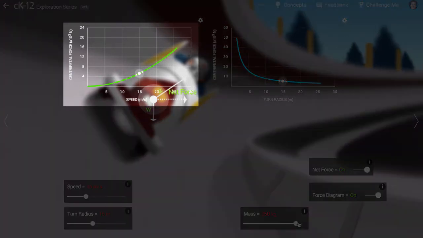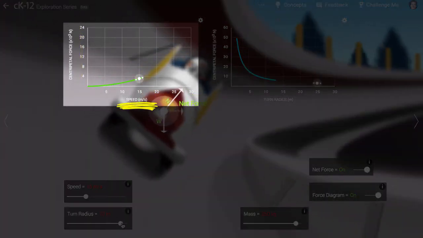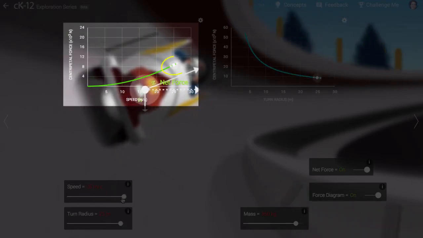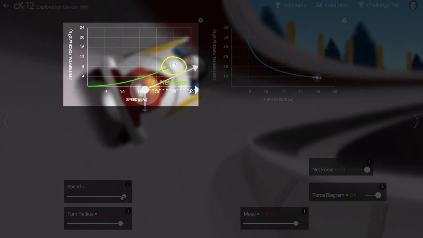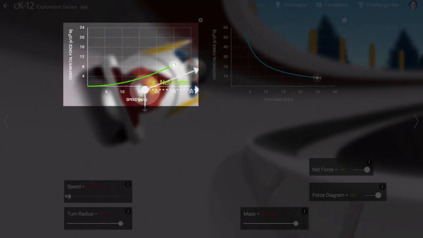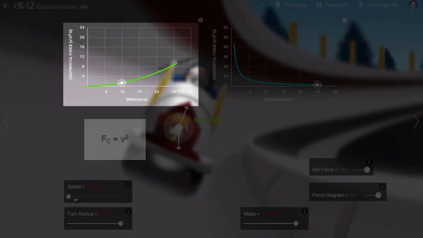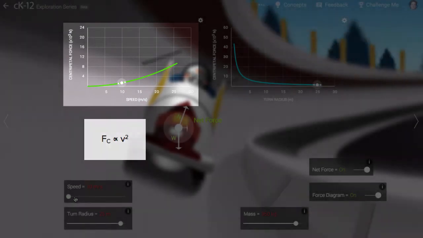The graph at the top left tells us about how the centripetal force varies with speed. Clearly, at higher speed, more center-pointing force is required to change the direction of the velocity vector. The relationship, you can see, is parabolic. In fact, the centripetal force required depends on the square of the speed.